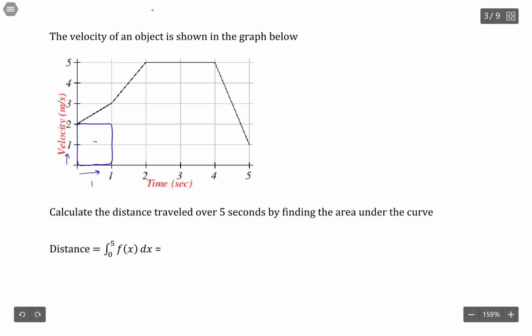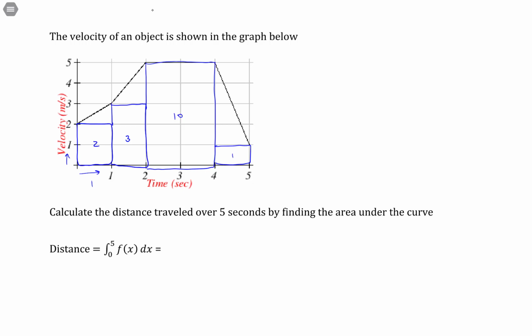So this is 2. This has an area of 3. This has, well, actually, let's just expand that and make it bigger. This right here has an area of 10, because there's 10 squares in it. And this one has an area of 1. So now it's just a matter of how much area is contained in these regions here.